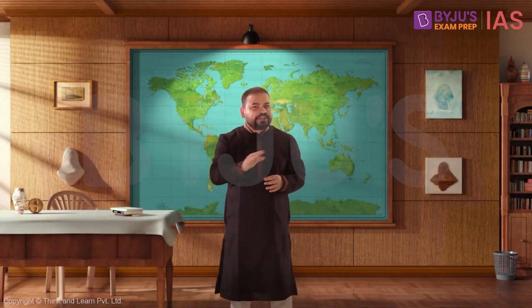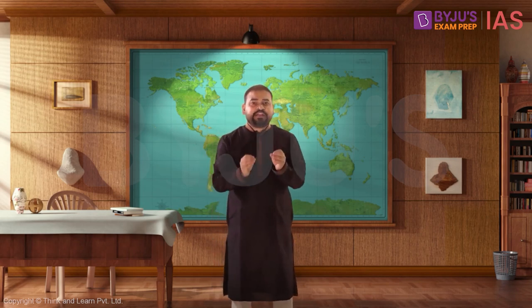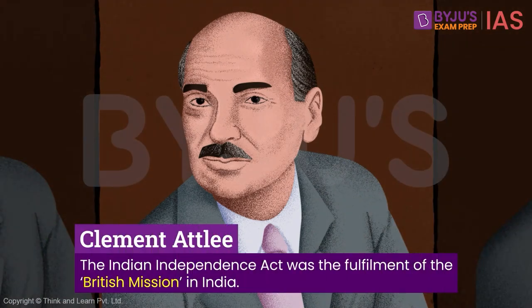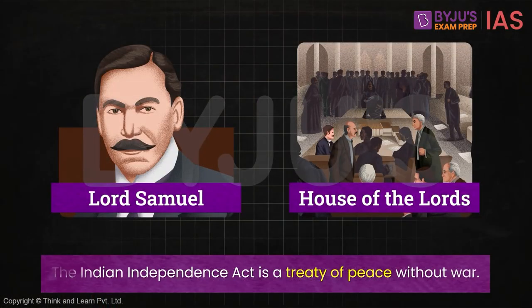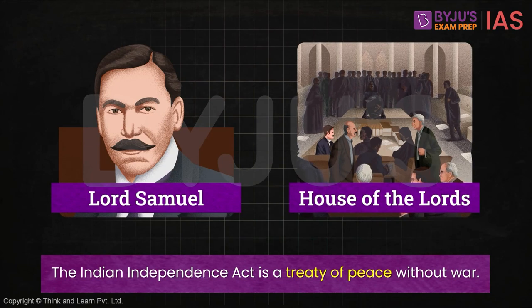The Indian Independence Act was an event of great historical significance. It created the independent, sovereign nations of India and Pakistan as we know them today. It was considered a great event in Britain as well. Clement Attlee proclaimed that this act was the fulfillment of the British mission in India. Lord Samuel, in the House of Lords, described the Indian Independence Act as a treaty of peace without war.